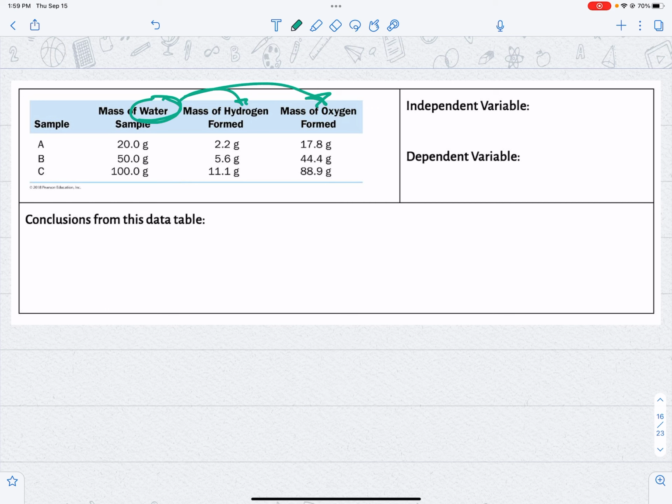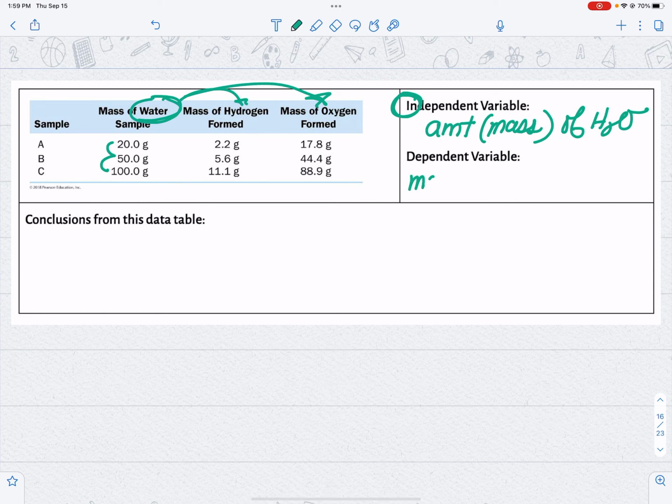So my independent variable is what I changed, right? That's our definition of independent variable, what I changed. And the dependent variable is what I measured. So I look at the 3 different samples, and what I seemed to have changed is the amount, or in this case specifically the mass, of the water. And what I measured was the mass of the hydrogen and the mass of the oxygen that was formed.